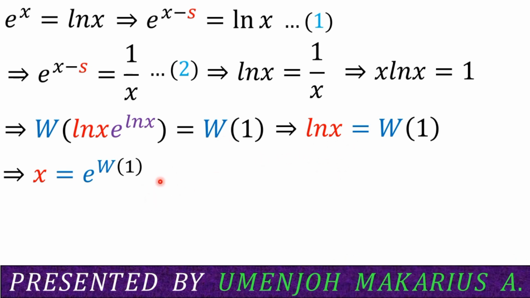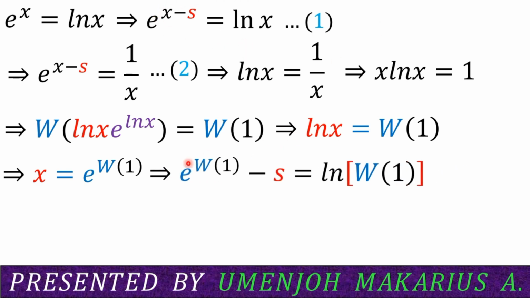Now that we have the value of x, all we need to do is to substitute x equal to e raised to the power W of 1 into this expression. When we do that, and we take the natural log on both sides, we have e raised to the power W of 1 minus s equals the natural log of W of 1. Note, friends, that we have done two steps at the same time, namely, after putting our x equal to e raised to the power W of 1, we also take the natural log on both sides to clear one of the e's. So we have the natural log of W of 1.